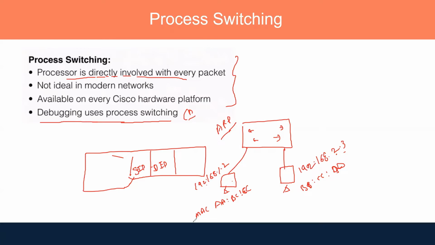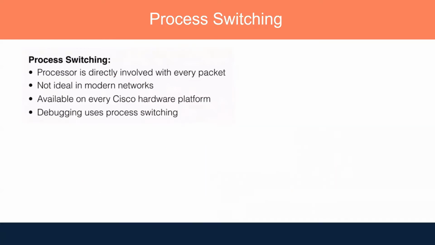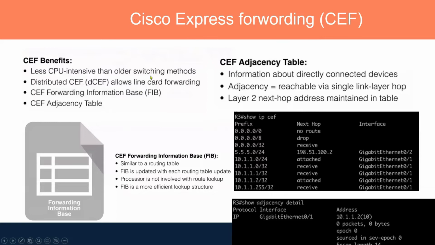But nowadays, the time has changed, and nowadays communication requires to be really fast. So we are using another type of switching mechanism, which is known as CEF, Cisco Express Forwarding. So I can give you an example and comparison as well. Let's say you have a network. Before understanding the CEF, I'm just going to give you an example.